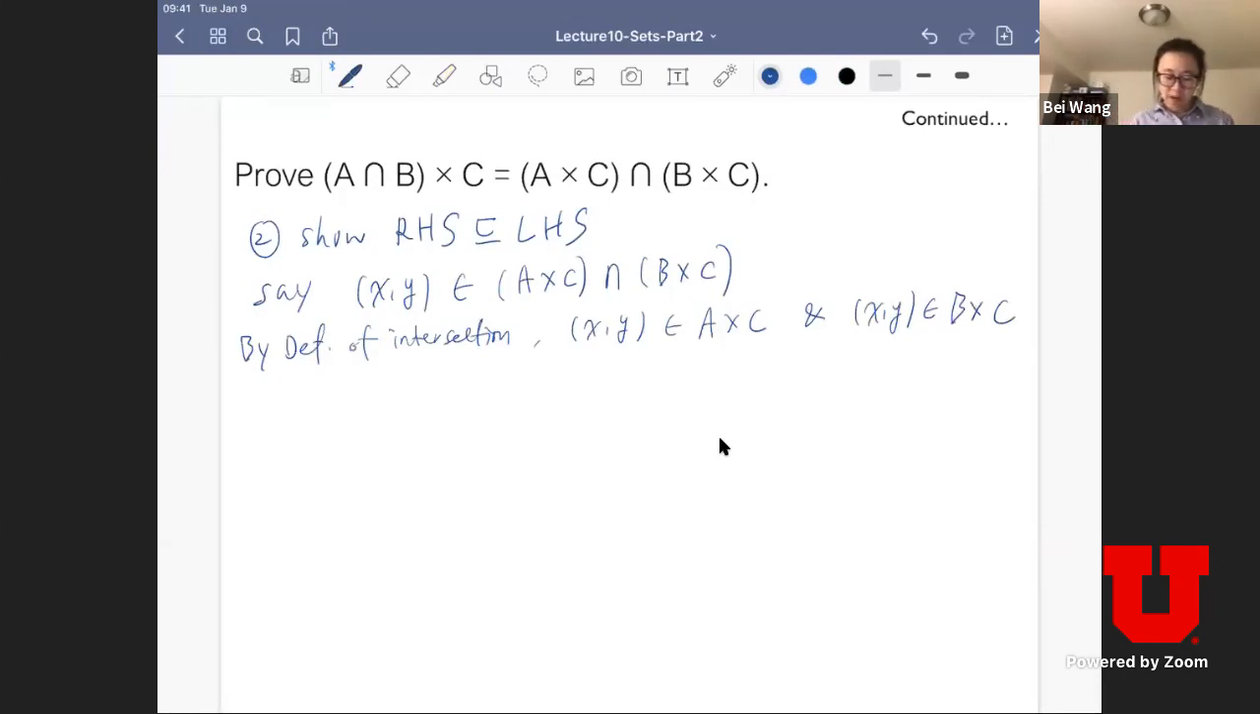Now, if I have already used the definition of intersection, the next one I'm going to use is, if you look at this thing here, this is Cartesian product. So I'm going to use the definition of Cartesian product.